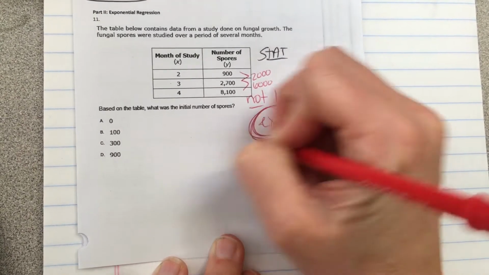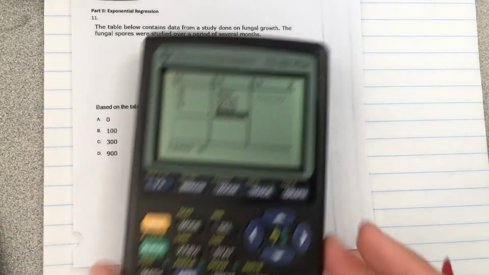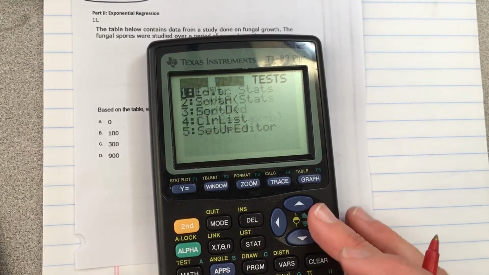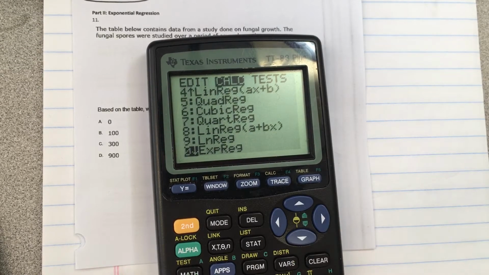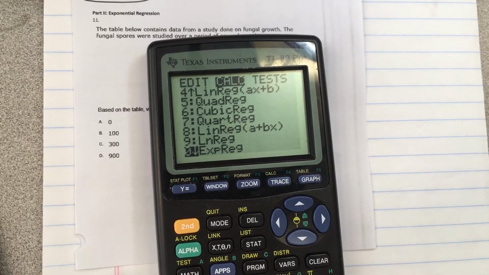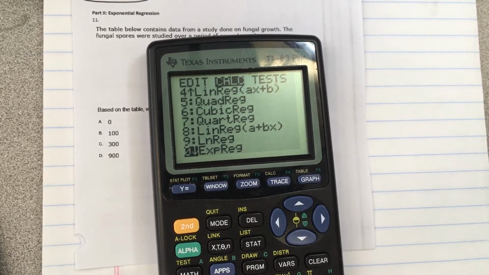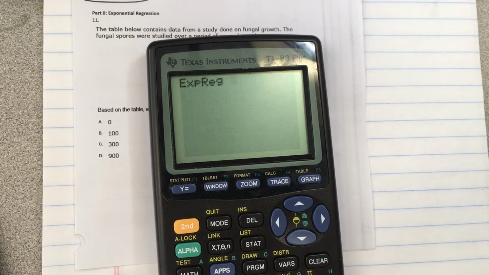All right, it's exponential. So in the calculator, I hit stat, over to calc. Exponential is 0. It's down to 0. Like you could just hit 0 and it would work. You're going to the one that says exponential regression. Okay? Press enter. Enter. All right. You should get that. Are you getting that?